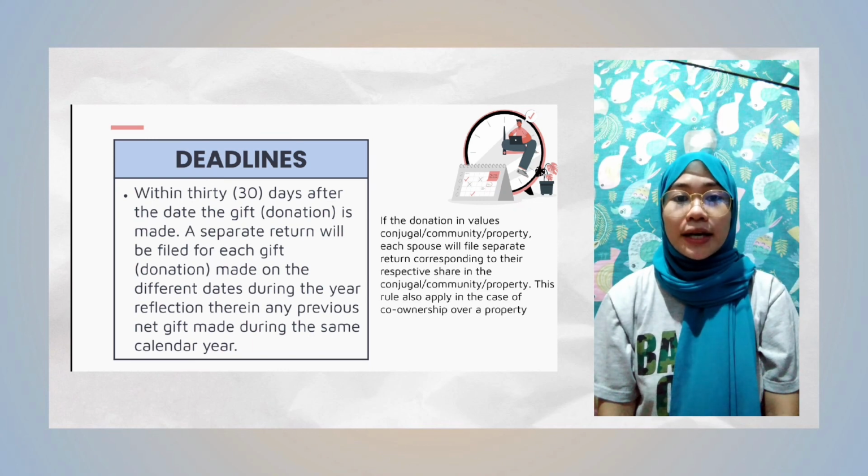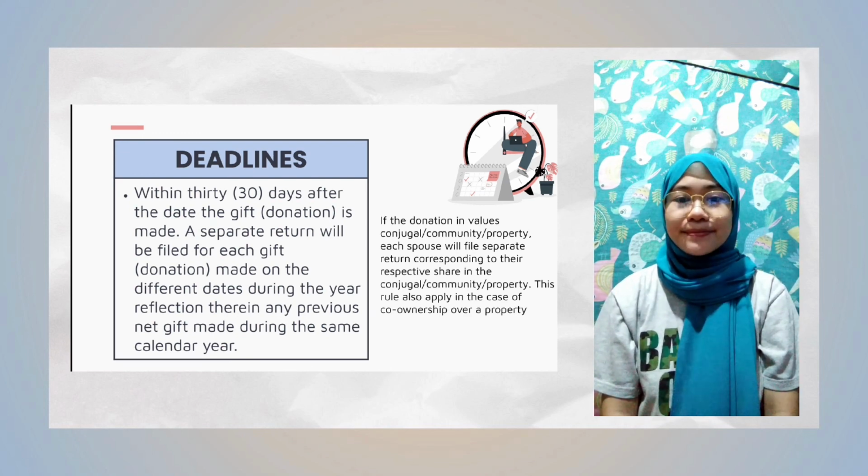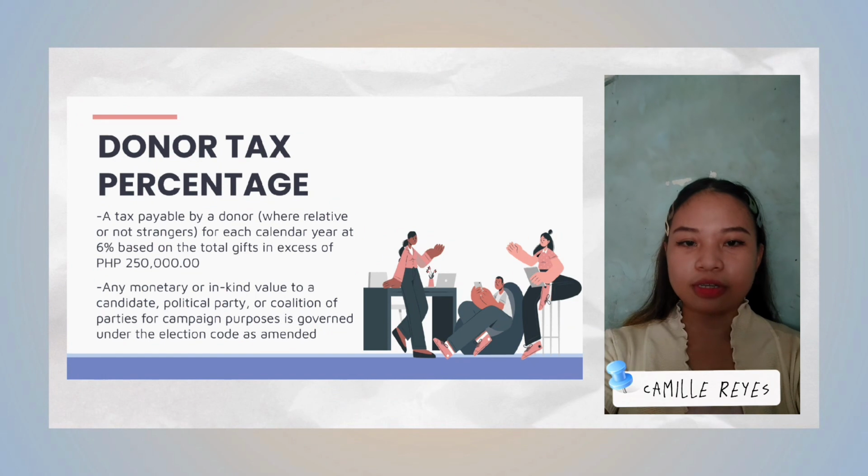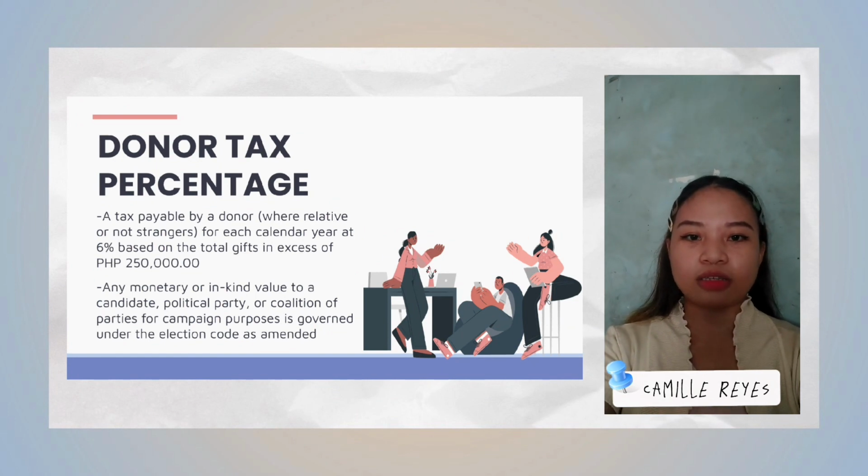This rule also applies in the case of co-ownership over a property. Also, within 30 days after the date the gift or donation is made, a separate return will be filed for each gift or donation made on different dates during the year, reflecting therein any previous net gift made during the same calendar year. The donor tax percentage is 6% on the total net gifts in excess of 250,000 pesos.